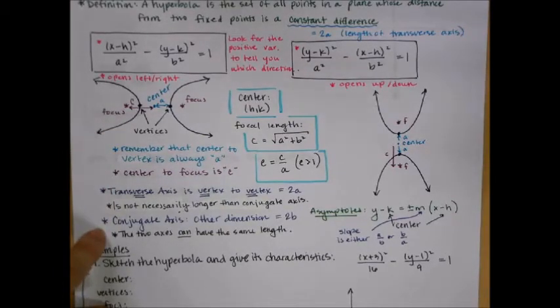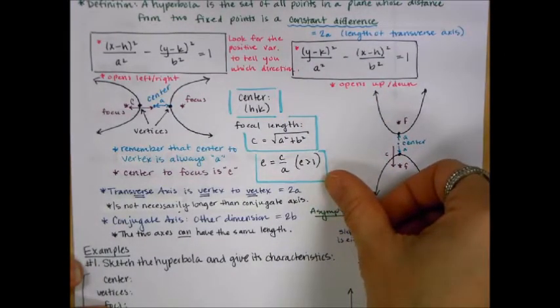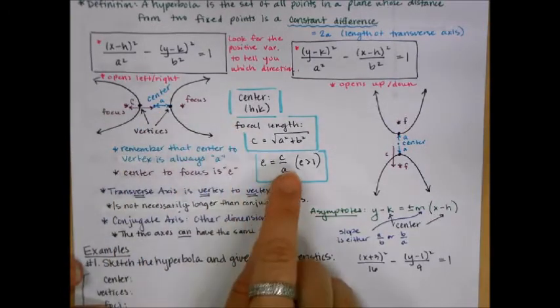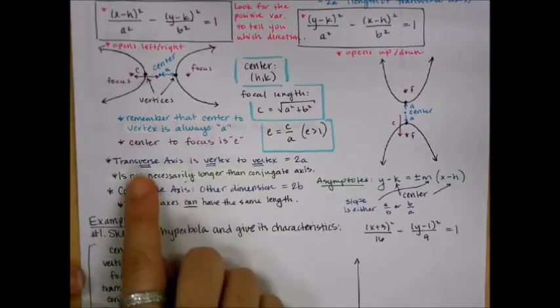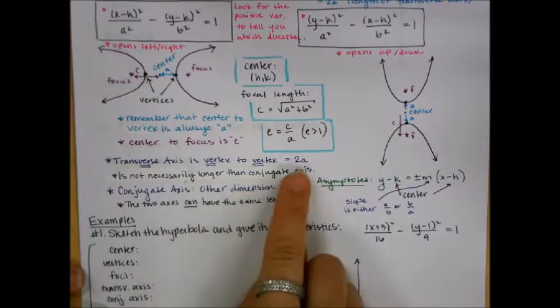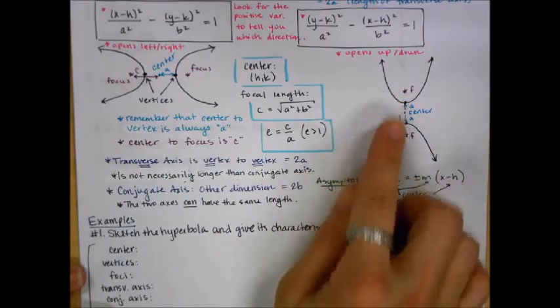Your center is still h, k. E is still C over A, but you'll find since C is a longer distance than A, you should end up with a value that is greater than 1. The transverse axis is the distance from vertex to vertex, which is 2A. Since center to vertex is A, we get a total distance of 2A there.